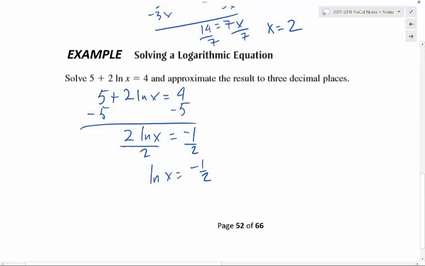I need to get rid of the natural log. That's the only thing hanging me up. So what I'm going to do is raise them both by e, meaning that I'm going to put left and right of the equal sign as the exponents for the number e, because the natural log naturally has a base of e. So now I get x equals e to the negative 1/2 power, and I go to my calculator and I type in e to the negative 1/2 power, and I get 0.607.